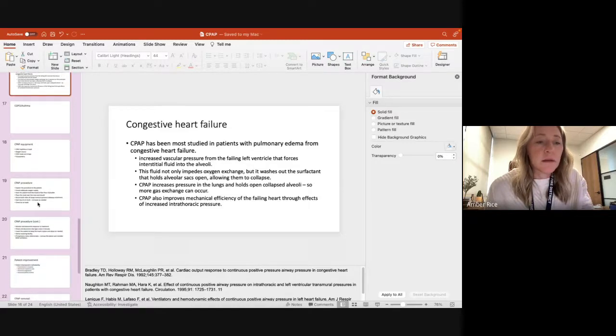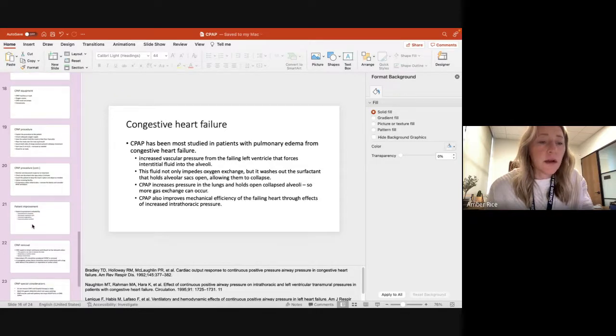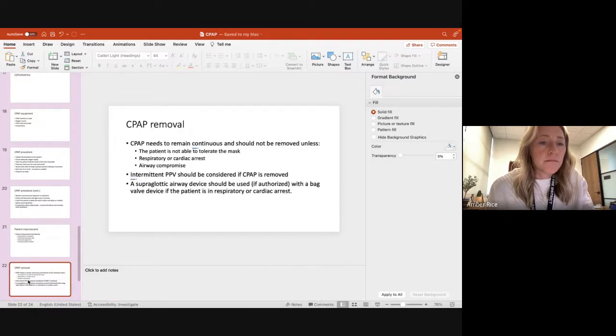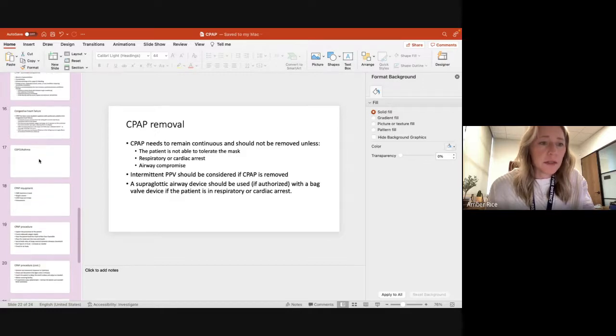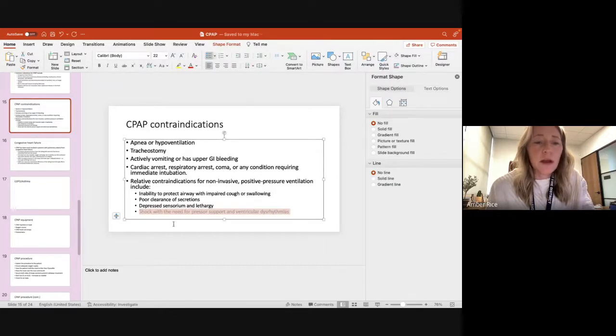I don't think we talk a lot in here. I don't have a lot of information in here about removing it if they're hypotensive. I have in here in contraindications, sort of relative contraindications, but I don't have anything else in here that talks about some of these things more in depth.